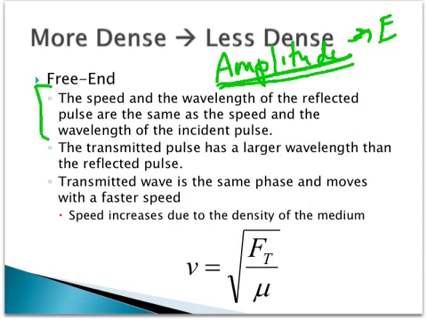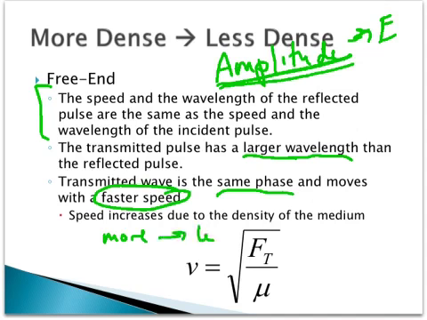The transmitted pulse you should have seen had a larger wavelength. Well, why do we think that is? It had a larger wavelength, also had the same phase, and it moves with a faster speed. Why does the speed change? Well, the speed change is due to the density of the medium. We are now going from a more dense to a less dense medium, so the speed is going to be faster.